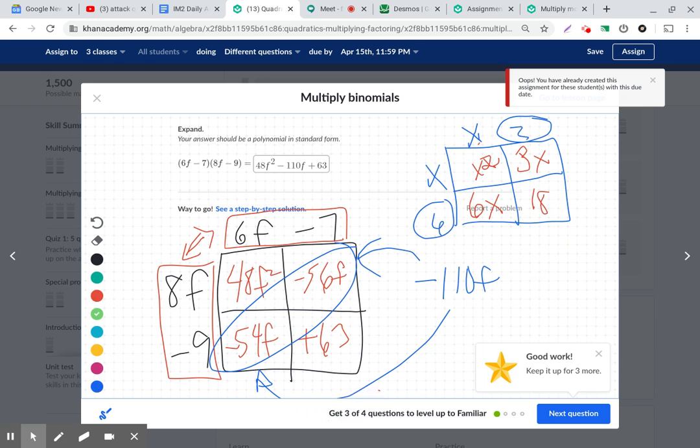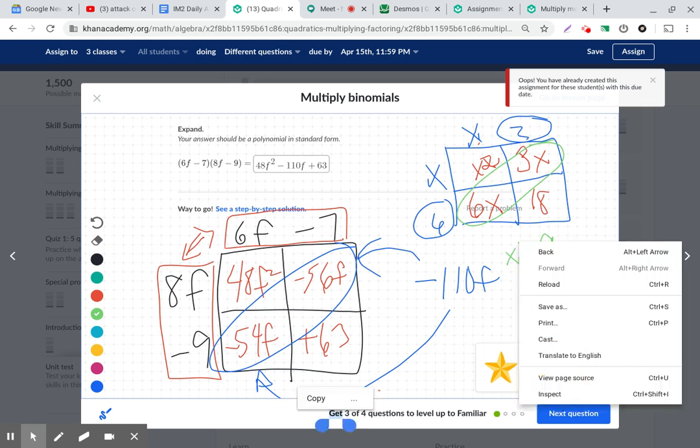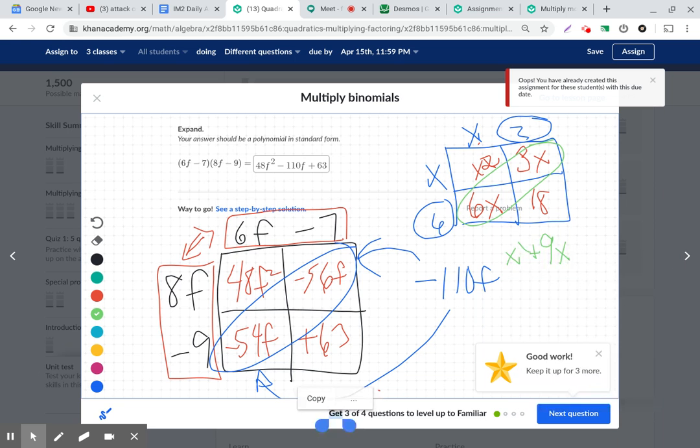And notice how I combine these two right here. So then my new answer would be x squared plus 9x, because I would combine the 3x and the 6x, and then plus 18. Oh, okay, cool. Thank you. So typically you're going to combine two things. The x squared can't combine with anything, and the 18 can't combine with anything, right?